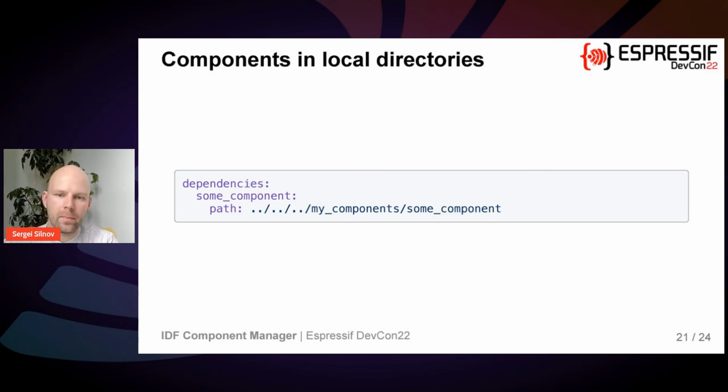Also, if you're developing your own components that are meant to be shared on the registry, you may find useful to mention them in a test project using relative paths. And Component Manager also supports specifying local directories as sources of components. However, in this presentation, we won't focus on how to upload components to the registry and only how to use ready available components.